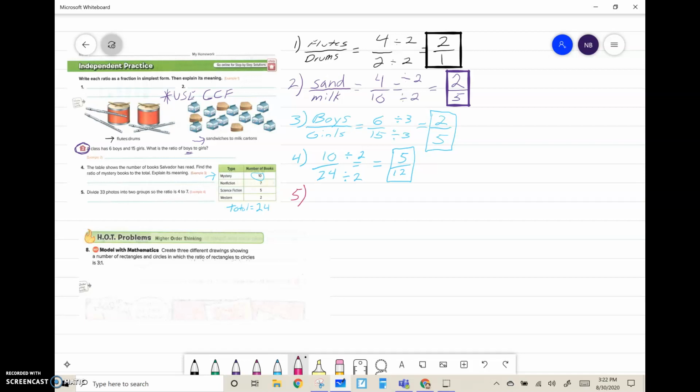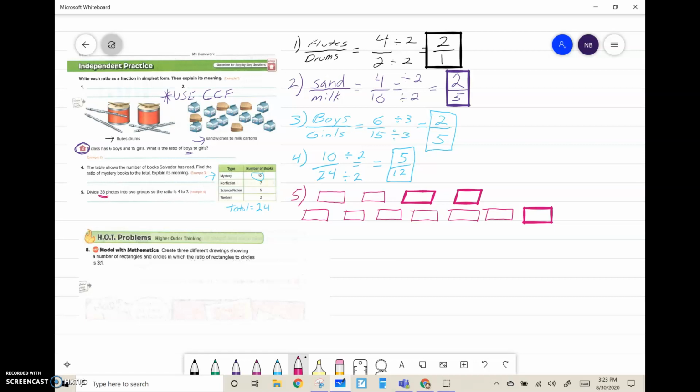So we can draw this out, and if we want, we can draw 4 boxes. All right, and that's my 4. And then I need 7 boxes. Okay, and there are my 7 boxes. Some of these, the computer I'm using is going to square them off. Some of them it doesn't. But anyhow, we have 33 photos total.